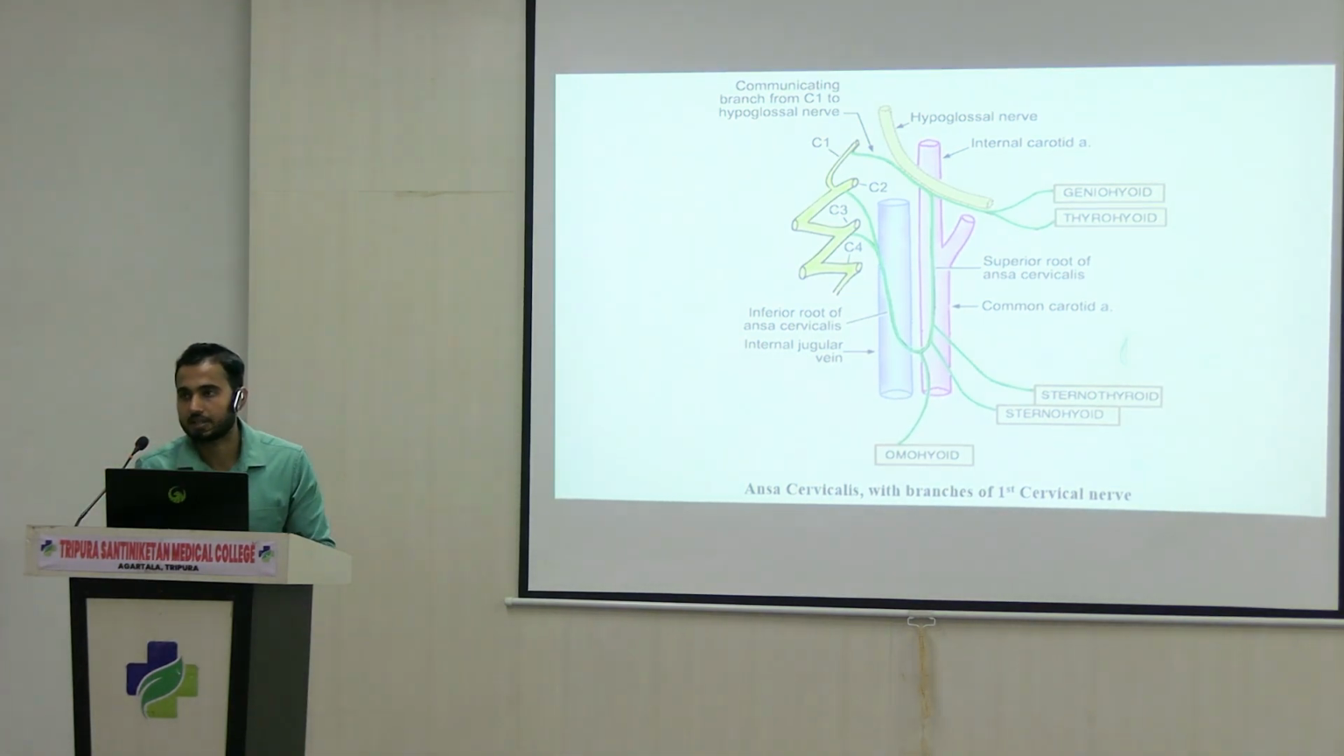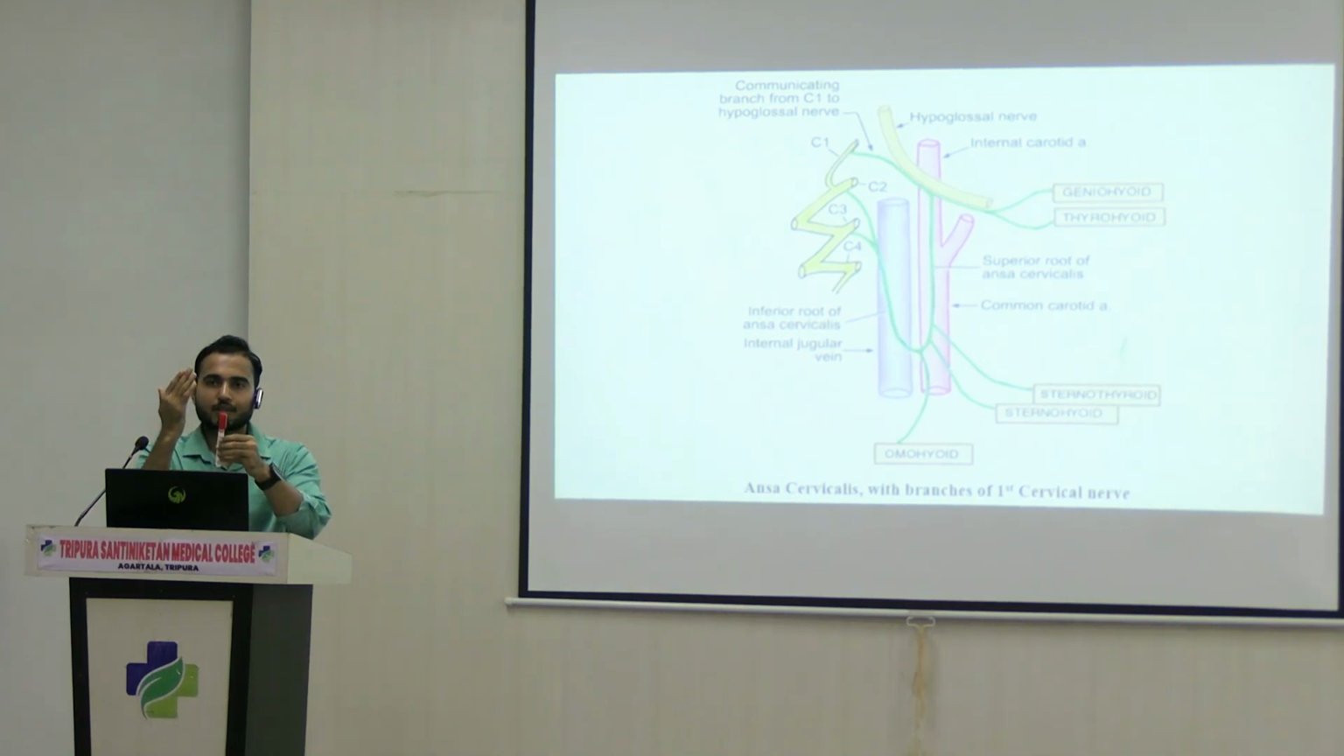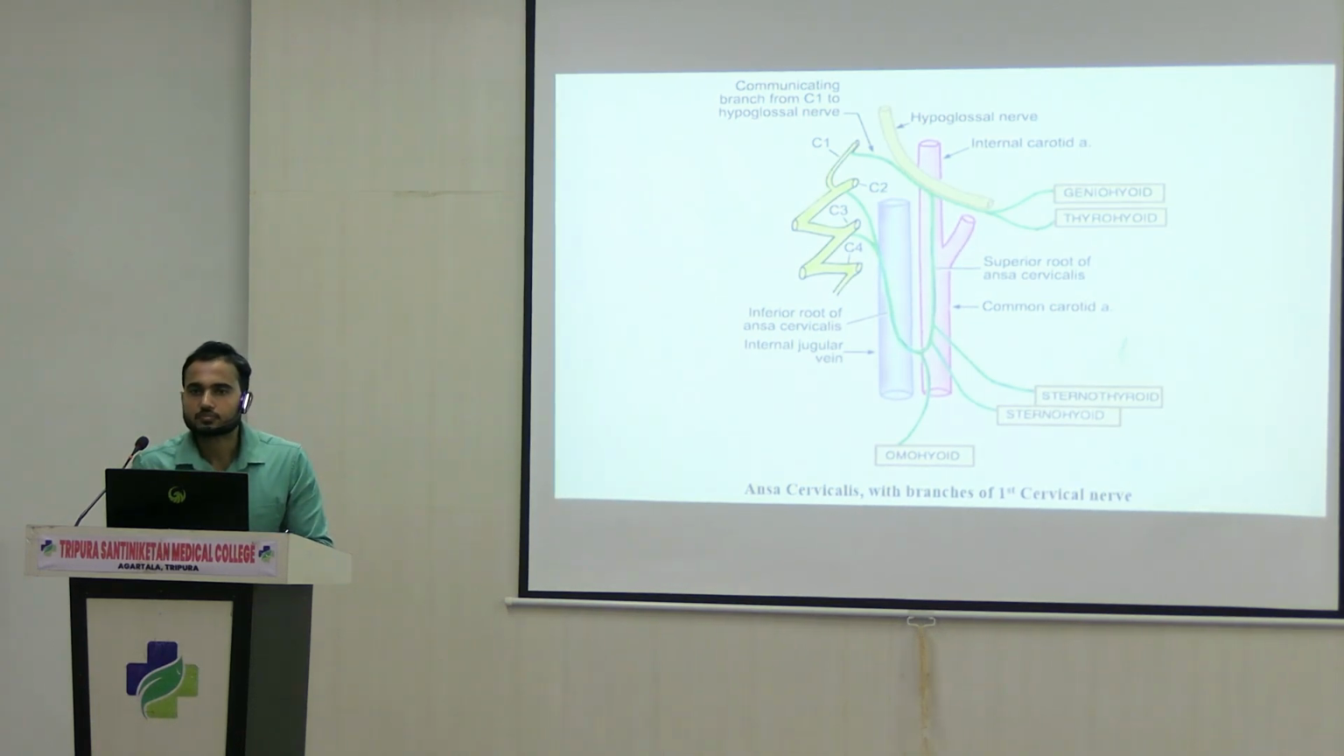That is called the Ansa cervicalis, and this formation takes place on the anterior aspect of the carotid sheath. So suppose this is the carotid sheath, on the anterior aspect of the carotid sheath this loop is formed. That's why Ansa cervicalis is the anterior relation to the carotid sheath. Now what is the function of the Ansa cervicalis? It supplies the infrahyoid muscles. As you can see, the branches supply the different infrahyoid muscles.